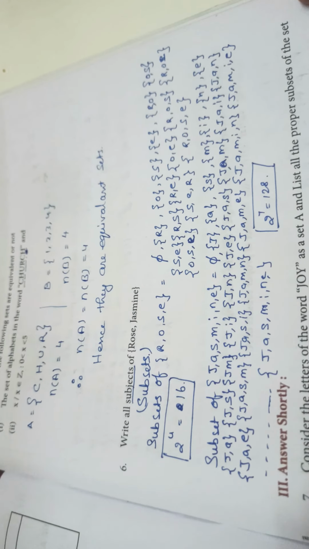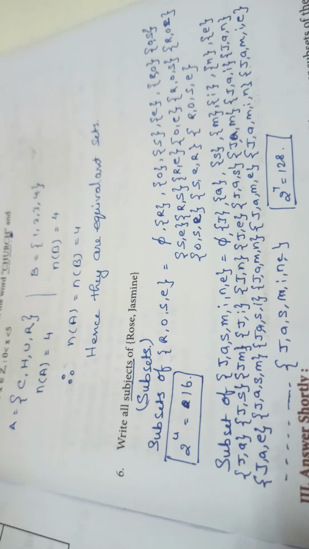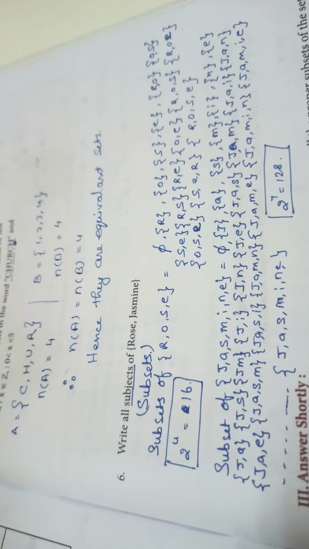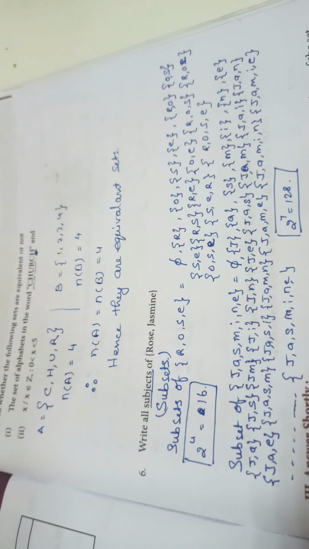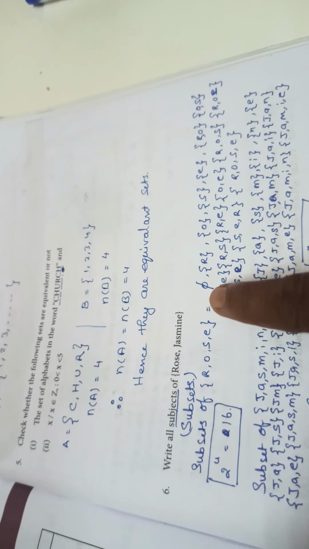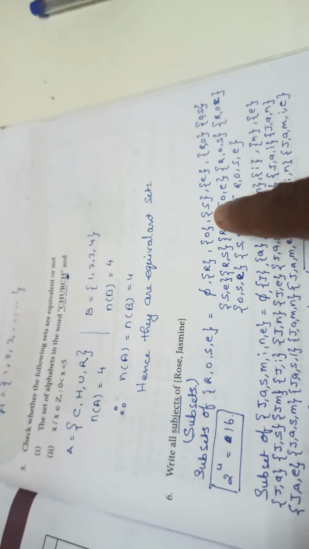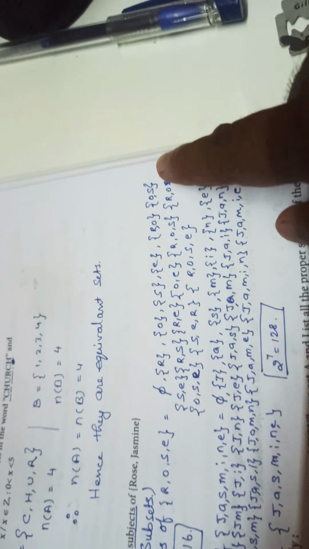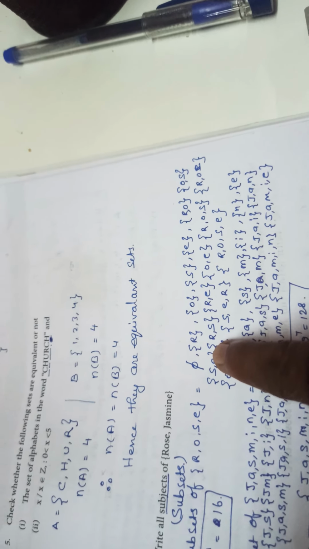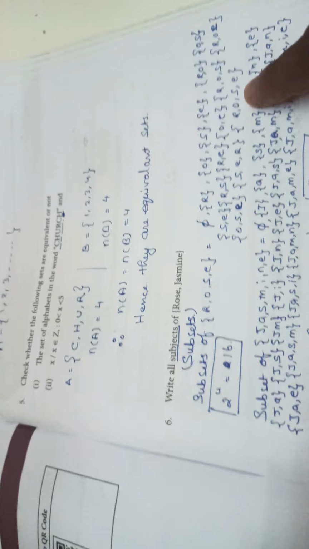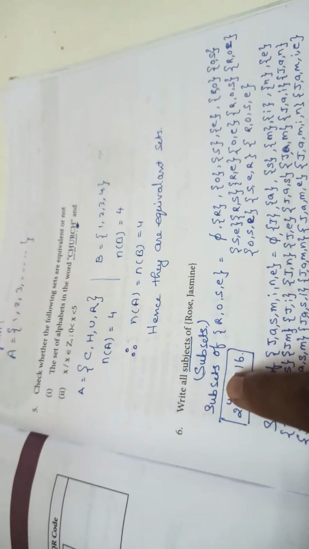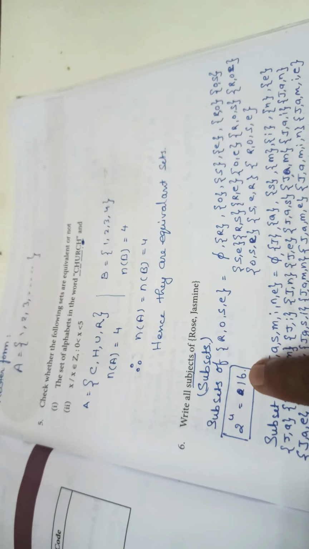Next question is, write all the subsets of Rose and Jasmine. It says subjects, but that is not possible because there is no subject in sets. So it is subsets, that is my perception. So subsets of ROSE, how do we write? We write empty first. We write all singles. Next there are 4 letters, ROSE. Then the pairs of 2s. Then the pairs of 3s. Then the set of 4. So there are a total of 2 power 4, because there are 4 elements, we write 16. 2 power 4 is 16.